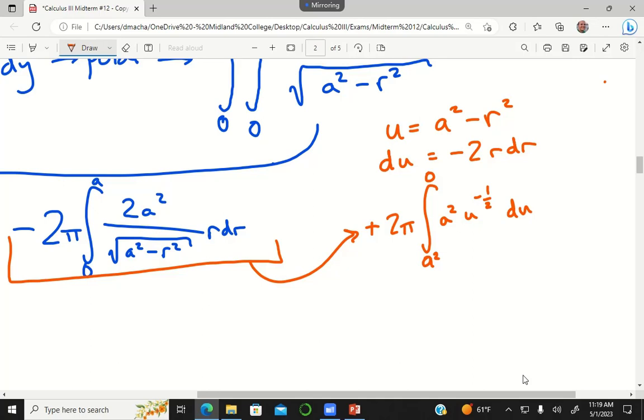Should we just make it negative so that it's not such a mess? Yeah, you could do that as well. So you could make that negative and then switch the bounds from 0 to a squared. However you like.